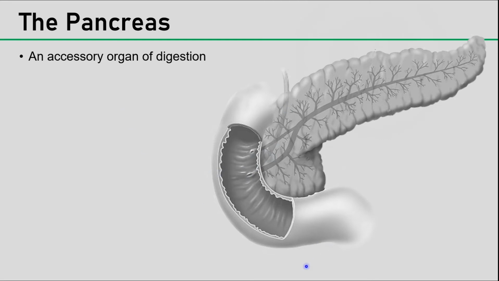So the pancreas itself has 4 sections. It has a head, which is this part here. It has a neck, which is just the bit after the head. Then we have a body, and then finally we have this very small tail at the end.